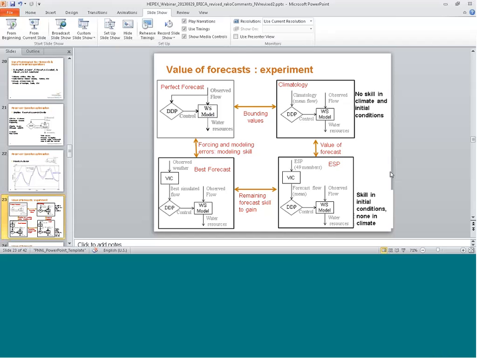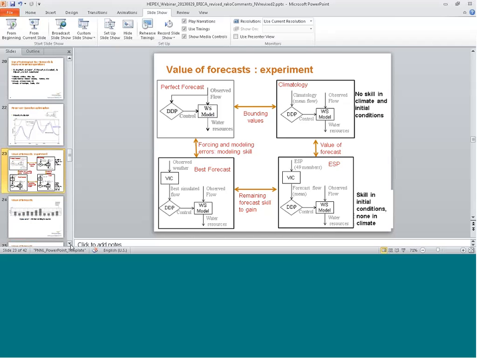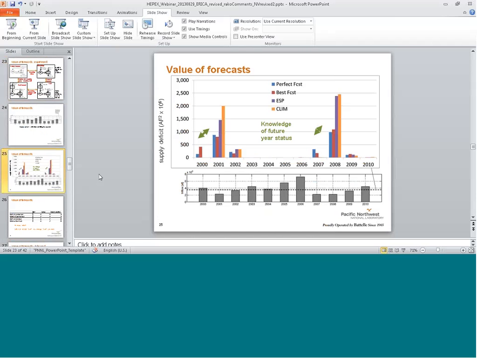Yes, that's part of the research. Exactly. Trying to give a quantified skill over different periods, and then knowing what will be the added value. So here what I didn't show was once we add the data assimilation to the ESP forecast, what is the decreased cost? Yeah, exactly. Yeah.